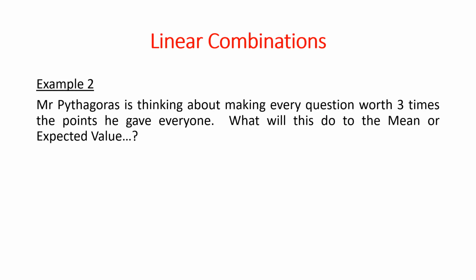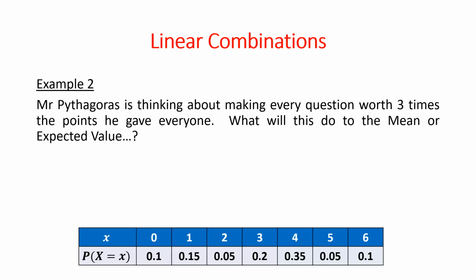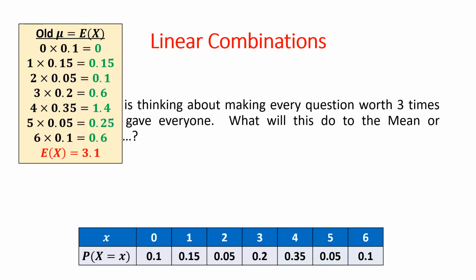All right, so let's get into our next example and show you where we go from here. Mr. Pythagoras is thinking about making every question worth 3 times the points he gave everyone. What's this going to do to the mean or the expected value? So here's our distribution table, and here's our old mean or expected value of x, 3.1.